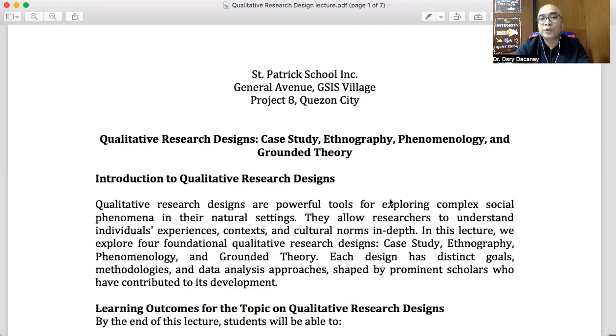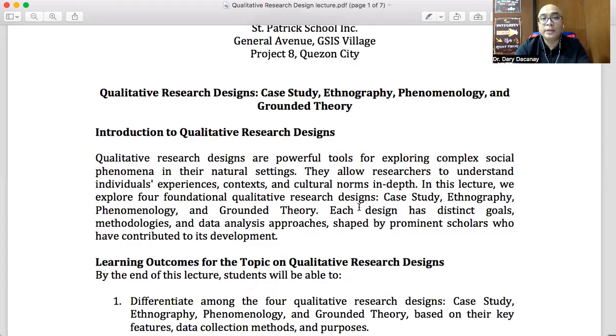Now, qualitative research designs are powerful tools for exploring the complex social phenomena in international settings. Again, we're talking about here of a social phenomena, and that's why it's qualitative, it's descriptive. They allow researchers to understand individuals' experiences, context, the cultural norms, and in-depth. So we are to explore the four foundational qualitative research designs, and each has very distinct goals, methodologies, and data analysis approaches shaped by prominent scholars who have contributed to its development.